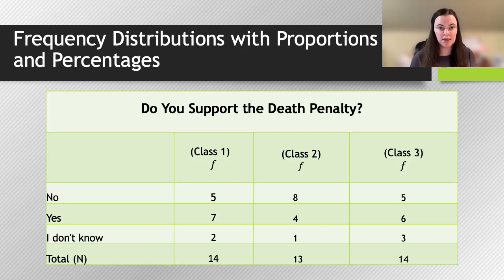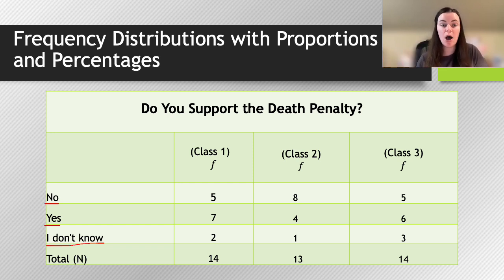So let's take this example of a frequency distribution. If you've ever used Microsoft Excel, this should look fairly familiar to you as it follows that spreadsheet format. This particular survey question asked students, do you support the death penalty? And the options that they had to choose from in this survey question were no, yes, or I don't know. So these are our values listed here in column 1. The numerical values that you see in the other cells here represent our frequencies, or how often people responded to a certain category.